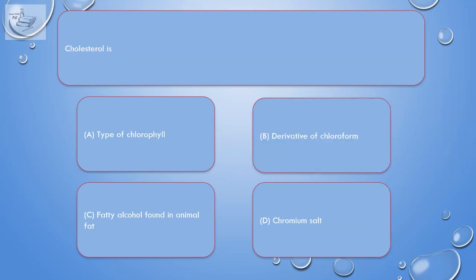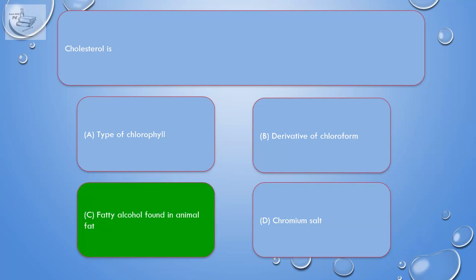Question: Cholesterol is A. Type of chlorophyll. B. Derivative of chloroform. C. Fatty alcohol found in animal fat. D. Chromium salt. Correct answer is C. Fatty alcohol found in animal fat.